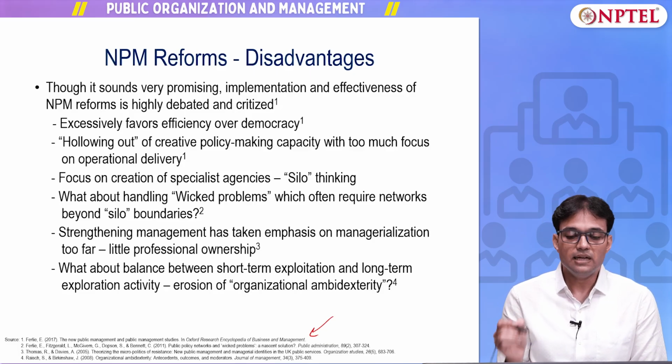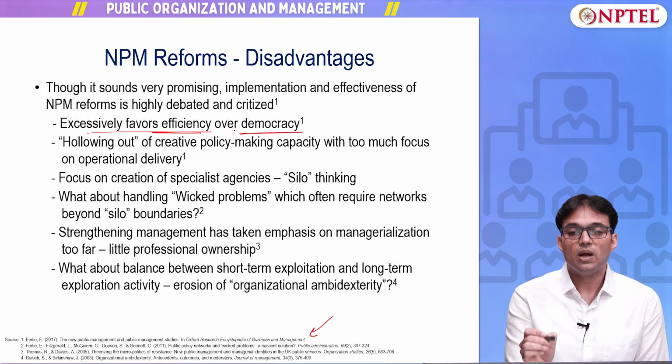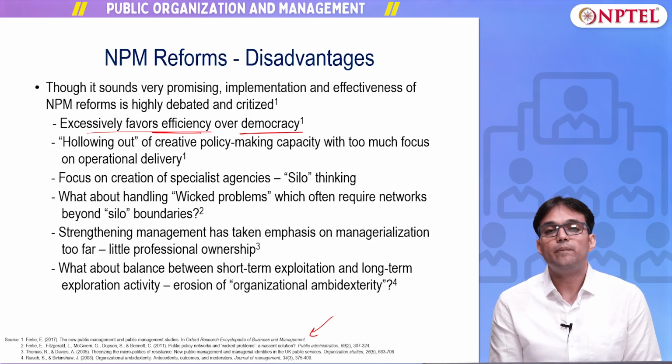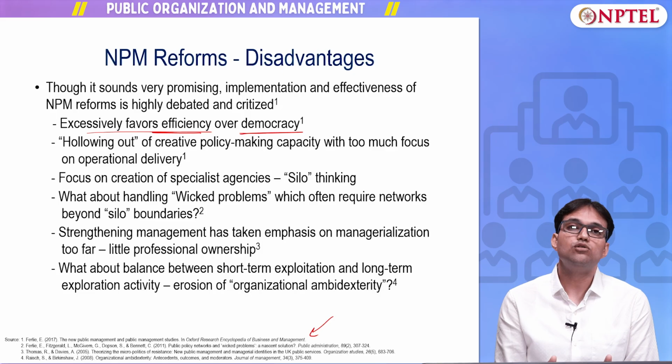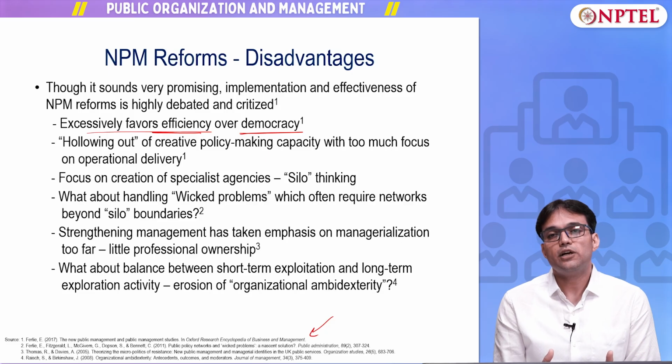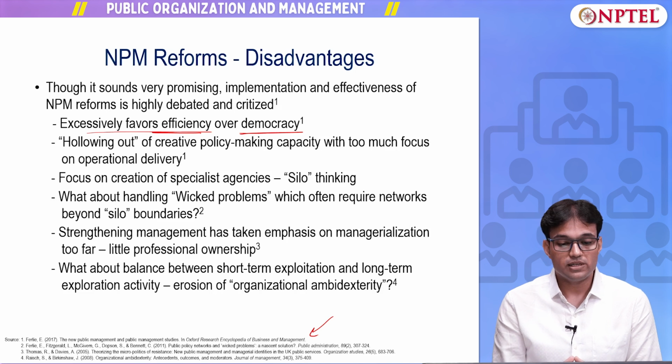Now, the criticism is that this particular reform excessively favors efficiency over democracy. In public organizations, of course, efficiency is important, but there are also other outcomes that the public organization has to achieve because of its democratic character, that is, to distribute benefits in terms of fairness, taking care of justice and equity. So overemphasis on efficiency sometimes can overpower democracy.